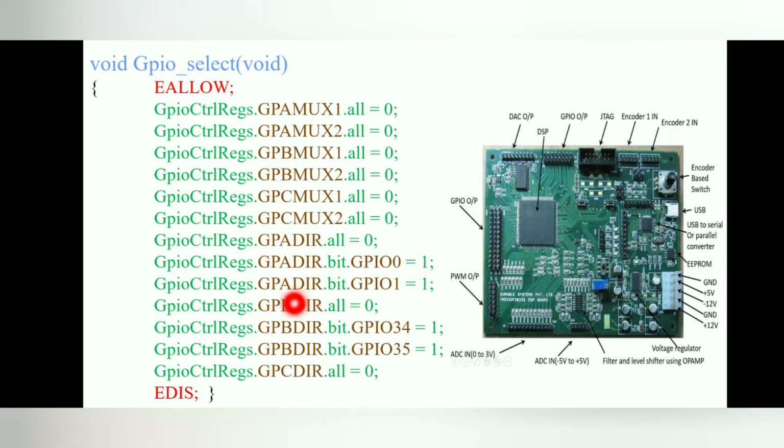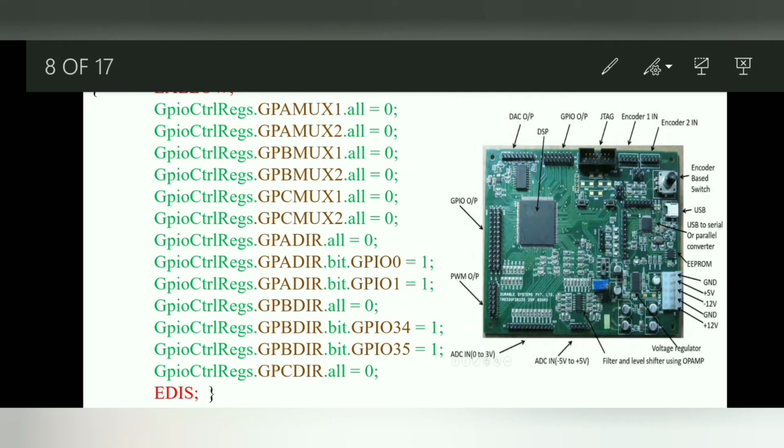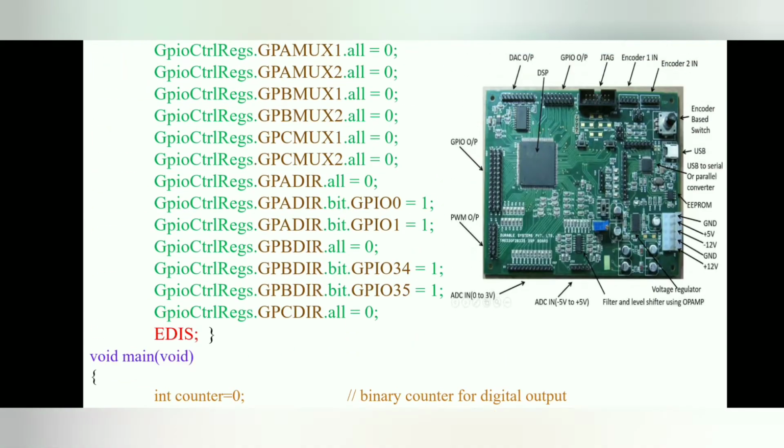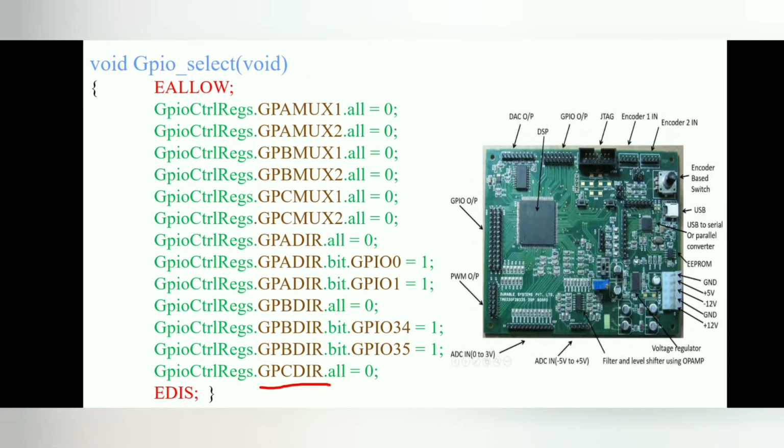Similarly for the B port, we initialize all pins as input pins, and after that we use pins 34 and 35 as output pins. In the C port we are not using anything, so we just give all as input pins. After using all the pins, we just disable the registers. So this is the process to initialize the GPIO pins.